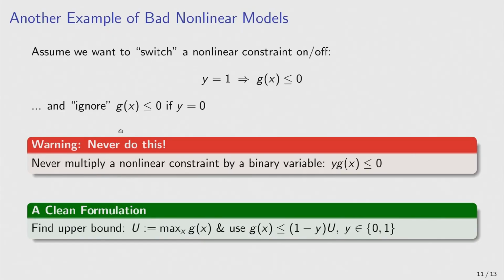Instead, what you should do is find an upper bound on your function by maximizing over the range of variables that you can put there. And this could also be constrained by other constraints in your nonlinear optimization problem. And then you write this upper bound constraint here. So now if y is equal to 1, that term will be 0, so g of x is enforced. If y is 0, then g of x is below the upper bound, and that's a valid upper bound on g of x. So that means you inactivated this constraint. So this is a much cleaner formulation.